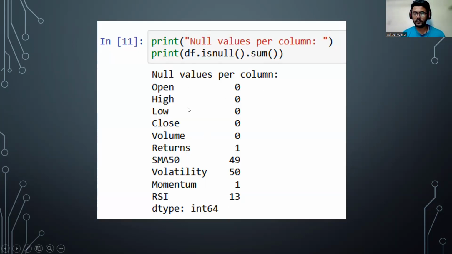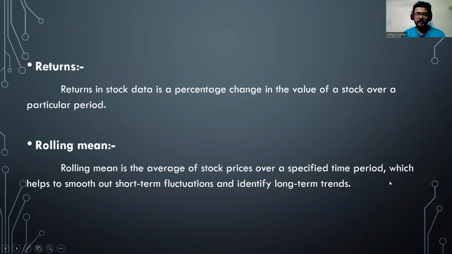This is the code for finding out null values in the columns. The null values are included in these columns: returns, SMA 50, volatility, momentum, and RSI. Then returns is the column which shows the percentage change in the value of a stock over a particular period of time. Then rolling mean is the average of a stock's prices over a specified time period, which helps to smooth out short-term fluctuations and identify long-term trends.